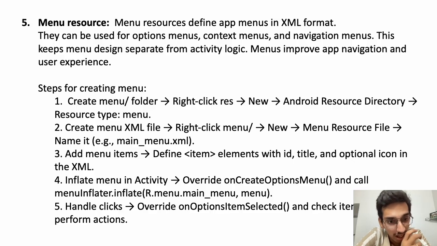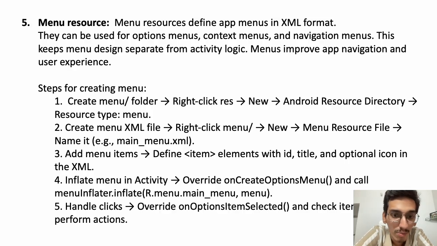First, we have to create a folder by right clicking on the resource folder and selecting the option New and then Android resource directory. There, choose the resource type as menu. Then create a menu XML file by right clicking menu, then selecting New, and then Menu resource file. We can name it anything, for example main_menu.xml. Then add menu items with the help of the item tag by specifying the ID, title, and optional icon in the XML file.